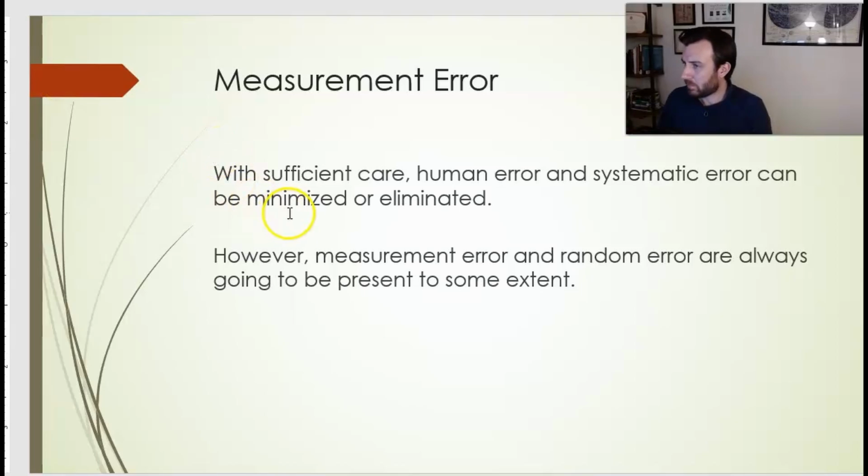So with sufficient care, human error and systematic error, we can control these, right? We can put in people to observe, we can have supervisors, we can make sure that we're doing the best we can with trying to remove these two errors. But the measurement error, which again comes from the tool, and random error, which just comes from the fact that life is not always going to sit still for us, get in the way, then we're always going to have a little error. And that's okay, that happens. That's just the way the world works.